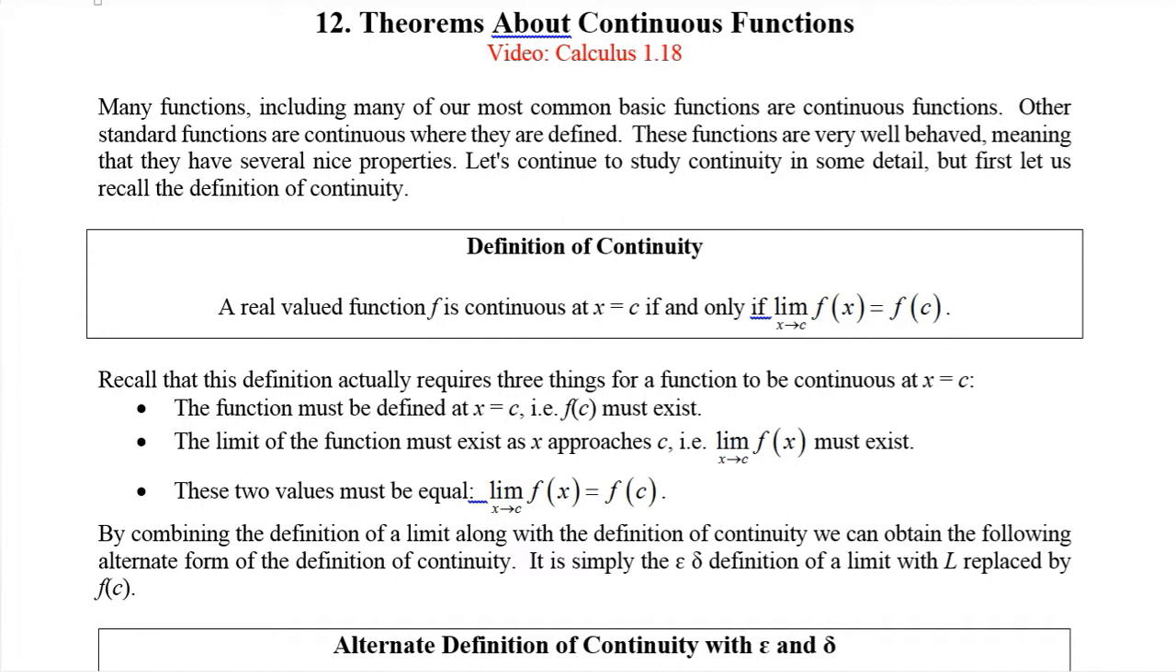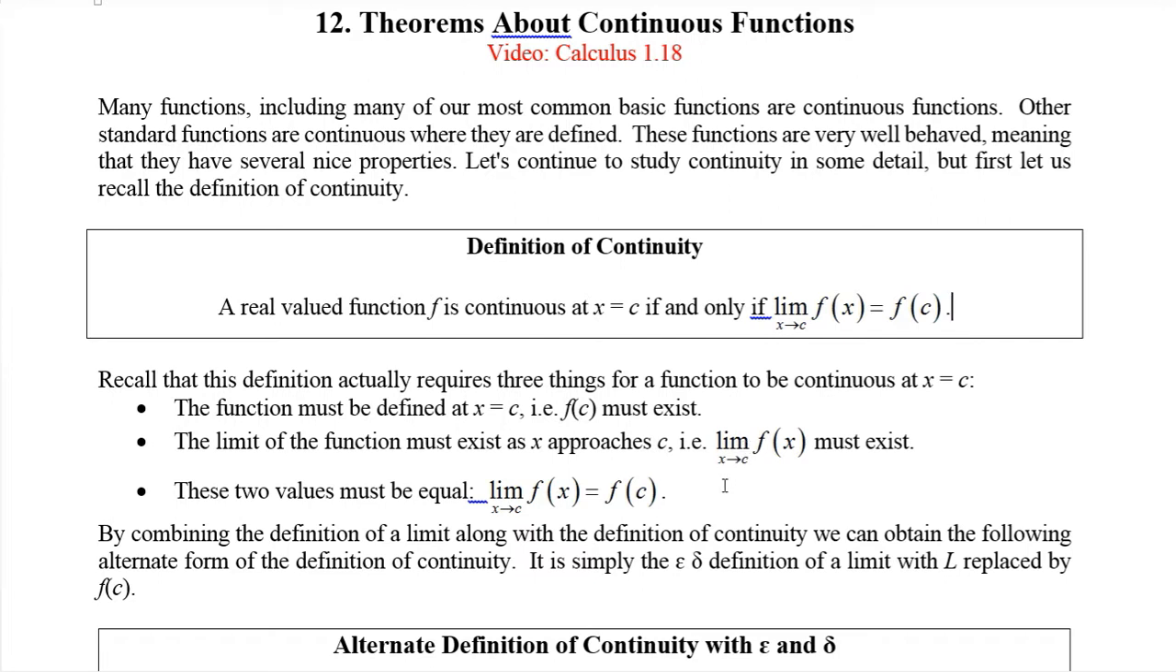So we're going to continue to study continuity, but let's recall the definition of continuity to begin with. We say a real valued function f is continuous at a point x equals c if and only if the limit as x approaches c of f of x is f of c. Now recall that this requires actually three things. The function must be defined at x equals c, so f of c must exist. Number two, the limit of the function as x approaches c must exist. And number three, those two values must be the same thing.